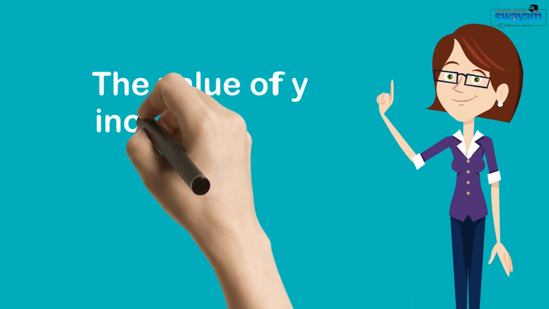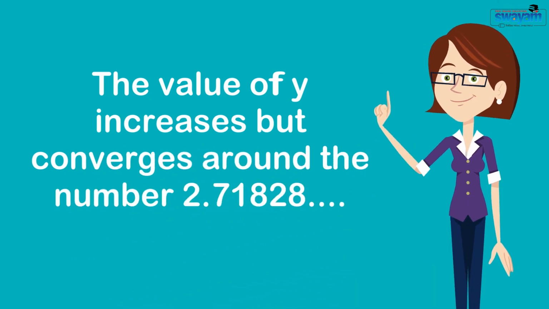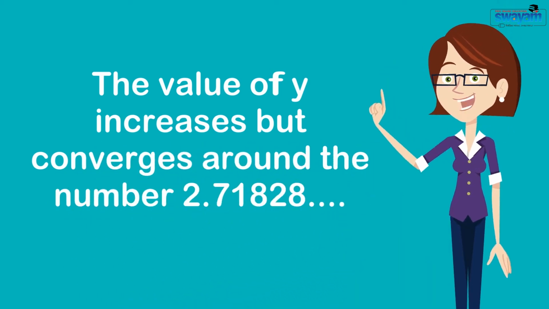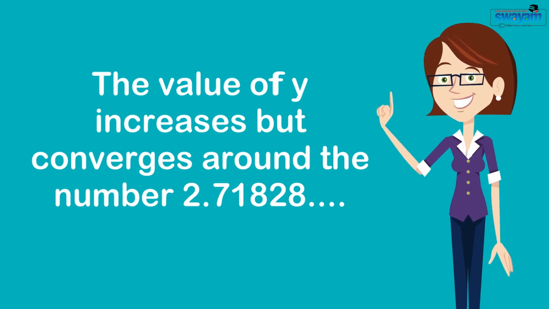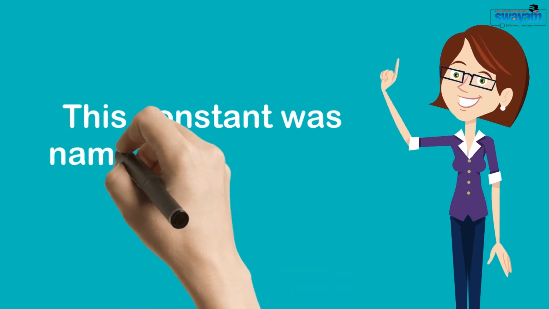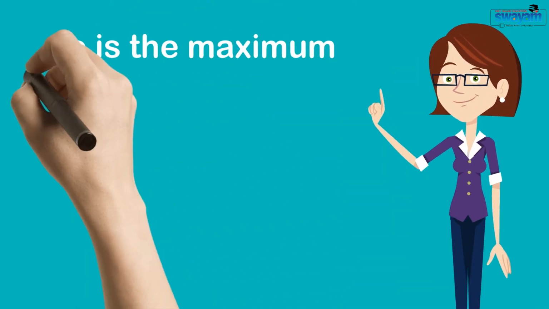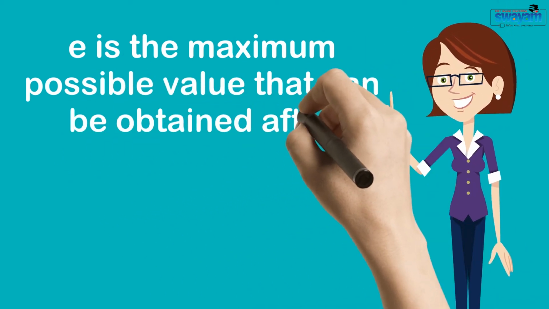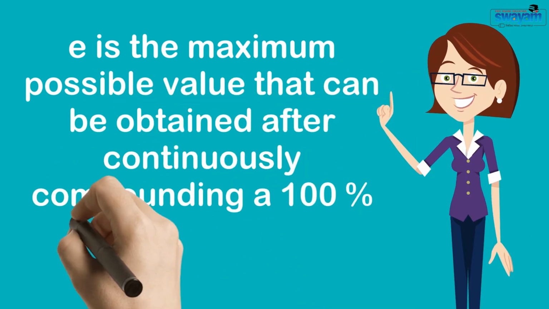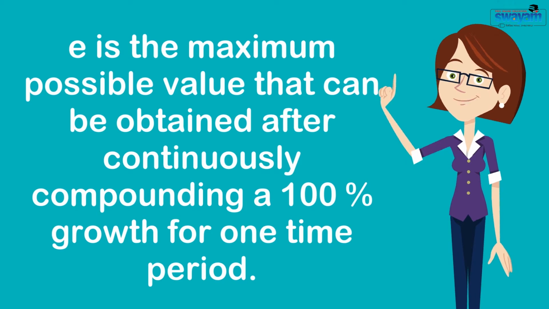You will observe that the value of y increases but converges around the number 2.71828 and so on. So, you cannot expect to get unlimited money. It converges around a constant. This constant was named by Leonhard Euler as e. Now, we are comfortable to define e. e is the maximum possible value that can be obtained after continuously compounding 100% growth for one time period.